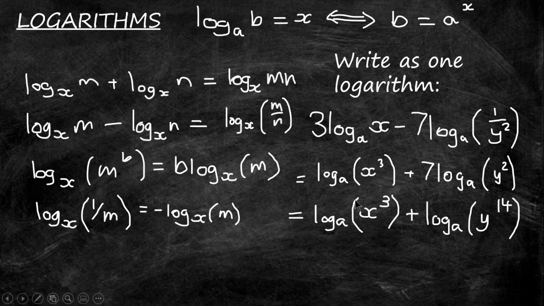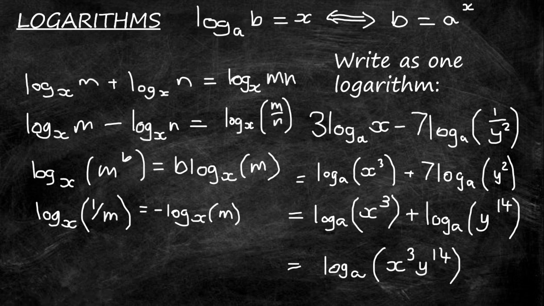So we write this as one logarithm with the number inside being the product of the two previous numbers inside the previous logarithms. So this is log base a of x cubed multiplied by y to the 14, and that's written as one logarithm, which is what the question asked us for.